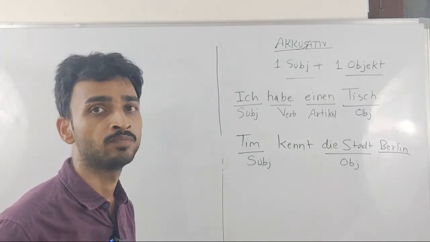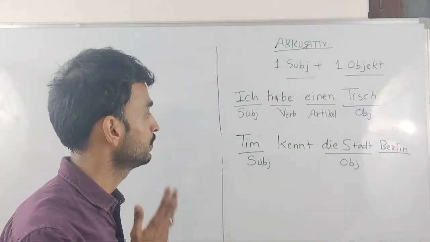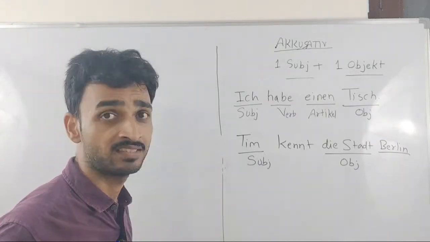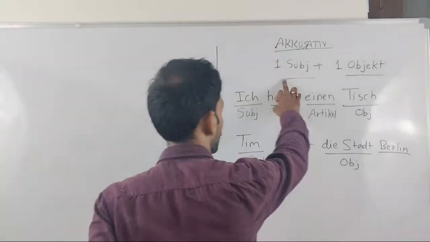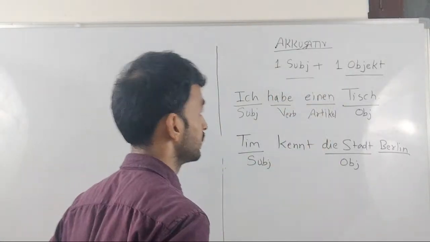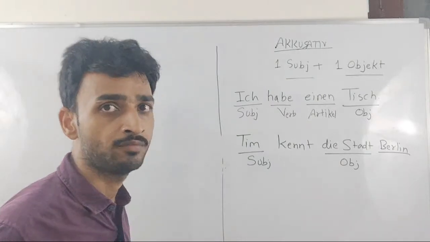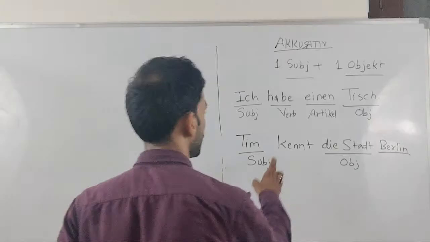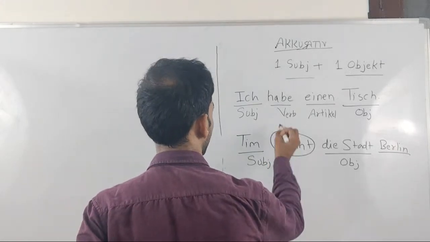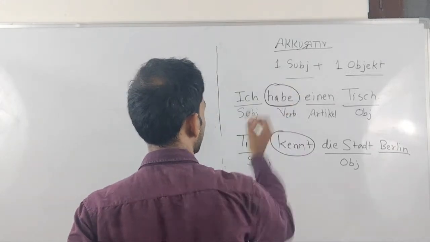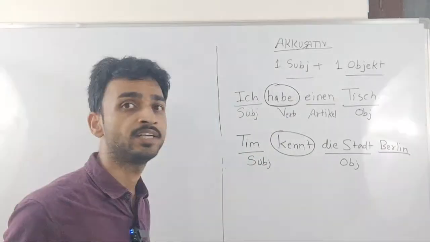He knows it very well. It is known to him. So this is an accusative sentence. One subject, one object. If you have one subject plus one object, it is the accusative case. You can also identify with the help of the verb. Here the verb is kennen. Kennen is accusative. Here the verb is haben. It is accusative. This is another identification.